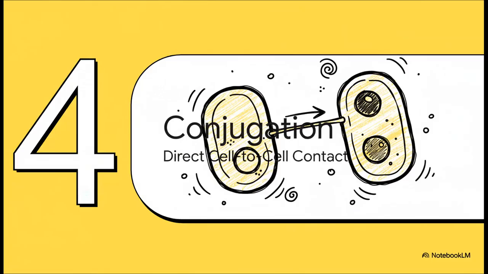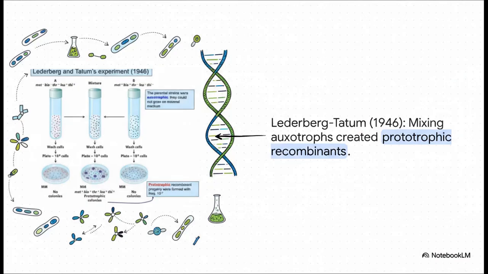This brings us to section 4, our third and final pillar of HGT, conjugation. Now, this is the most complex of the three mechanisms we're looking at, and it's defined by one absolute key requirement: direct physical contact between the donor cell and the recipient cell. The discovery of conjugation is a really classic story in microbiology. Back in 1946, Lederberg and Tatum were working with two different strains of E.